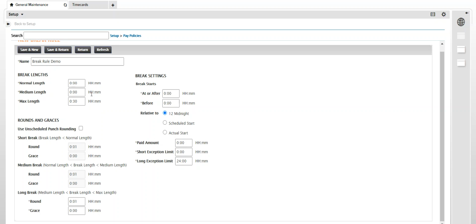So there are two most important things that you should remember when you're setting up the break rule. One is the normal length and the second one is the max length. So we are going to focus on those two.